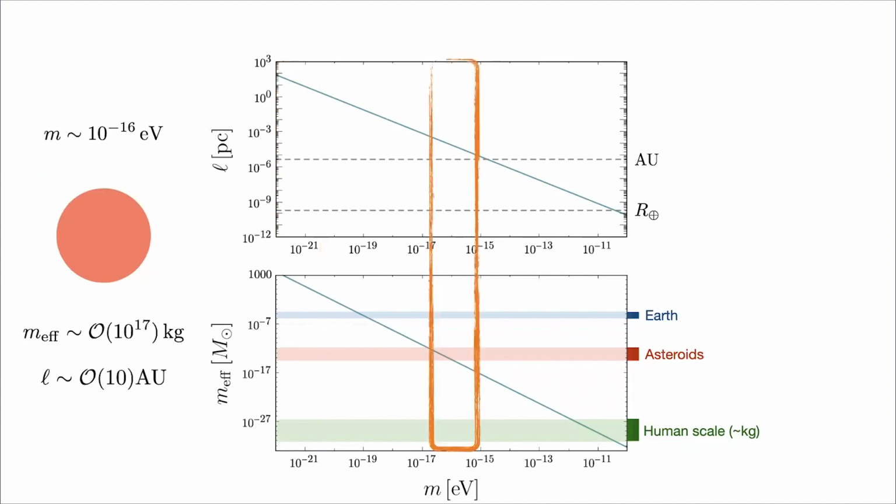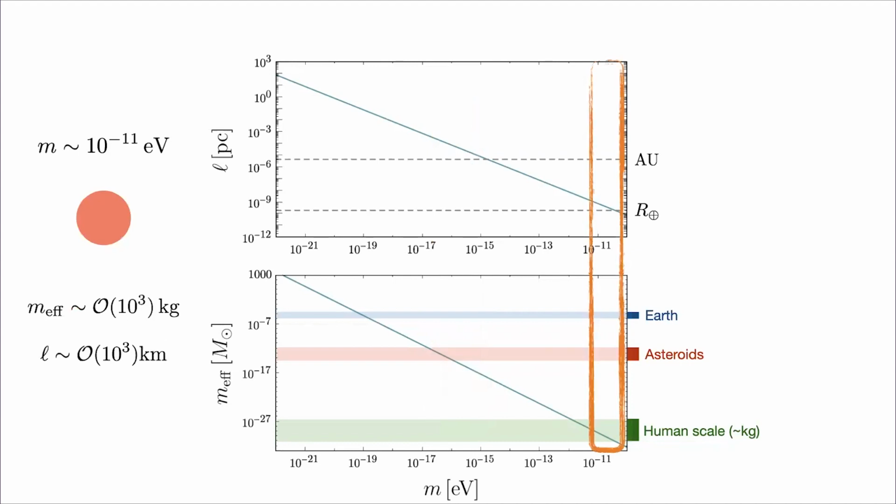We can go even higher in mass. If we think about the 10⁻16 eV scale, the size of this object becomes more like a solar system size. They are 10 AU scale, and their mass could be 10¹⁷ kilograms, which is the mass of some of the heaviest asteroids in the solar system. And if we go even further, to say the 10⁻¹¹ eV scale, the mass becomes 1,000 kilograms, whereas the size becomes 1,000 kilometers. 1,000 kilograms is roughly the mass of an elephant, so these are elephant size in terms of mass. They are just floating in the solar system.